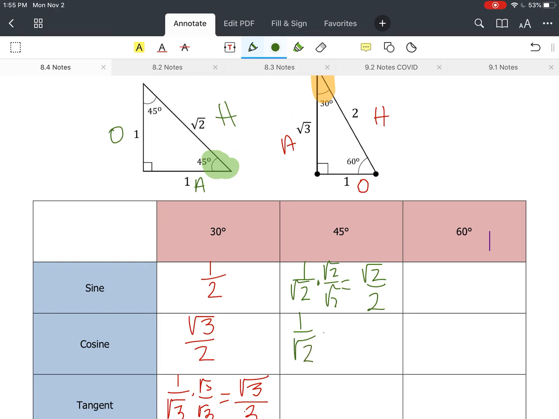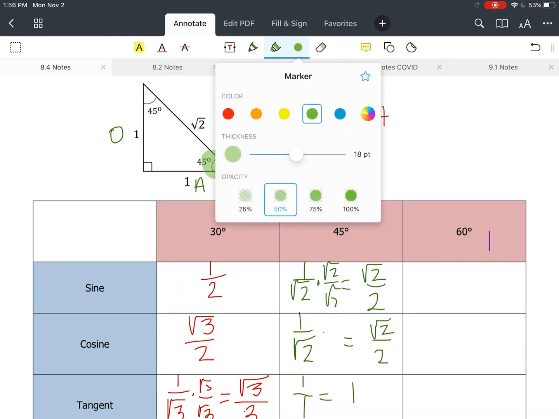The cosine would be adjacent over hypotenuse, which is 1 over root 2, which is the same thing as the sine. So I'd multiply by root 2 over root 2 to get root 2 over 2 as a more simplified preferred form. Lastly is tangent, which is opposite over adjacent. Well, opposite is 1, adjacent's 1, so 1 over 1 will give you 1. So the tangent of a 45-degree angle is 1.